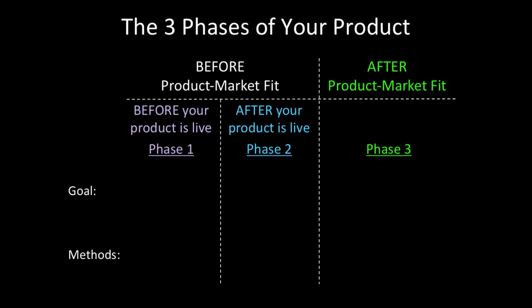So anyway, going back to our diagram, let's talk about what the goal should be in each of these phases. What's a high-level goal in each of these phases? In phase one, before we're live, and obviously before we have product market fit, our goal is to test our hypotheses and gain confidence before we invest in building too much of our product. And the methods there are mainly qualitative.